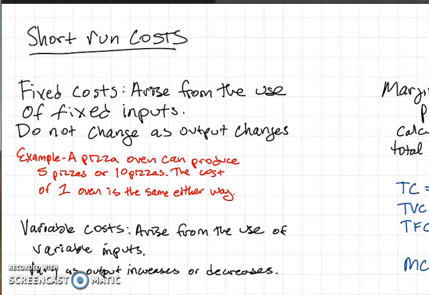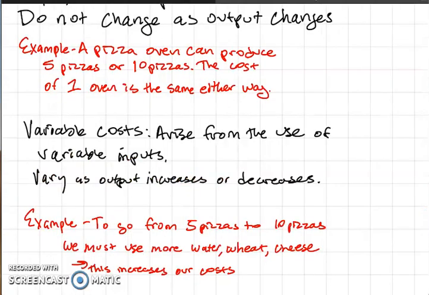This contrasts with our variable costs, which arise from the use of our variable inputs. In this case, they'll vary as output increases or decreases. Our example here will still relate to the production of pizzas, but rather than the oven, which is going to accommodate many different pizzas, in order to make one additional pizza, I need more ingredients such as wheat, water, and cheese. So I have to acquire those variable resources, and they'll contribute to my variable costs.